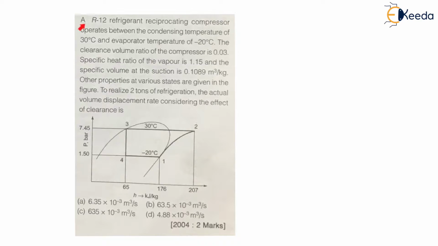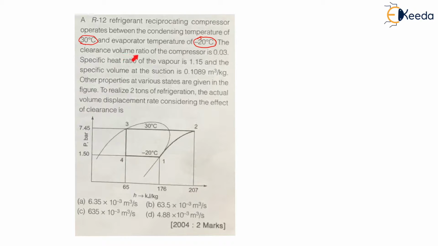The question is: R12 refrigerant is used. An R12 refrigerant reciprocating compressor operates between the condensing temperature of 30 degrees Celsius and evaporator temperature of minus 20 degrees Celsius. Now, my dear students, the compressor is operating between high pressure condenser and low pressure evaporator. Therefore, evaporator temperature is minus 20 degrees Celsius and condenser temperature is 30 degrees Celsius.